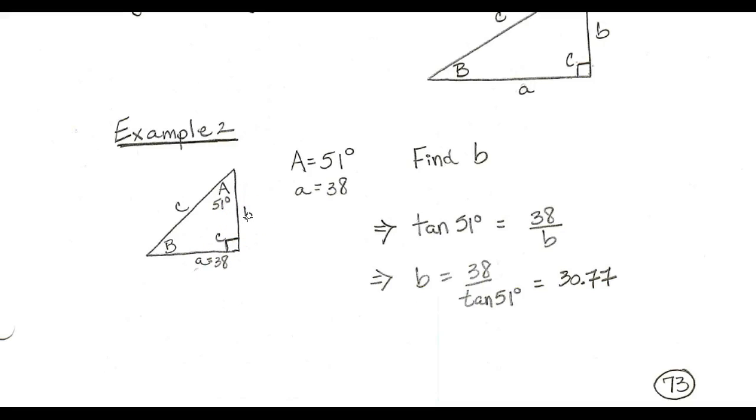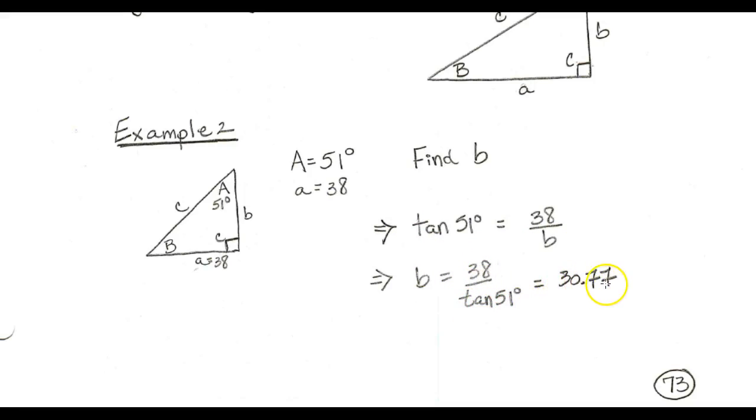So there are different ways we could do it. We could figure out what angle B is because all the angles of a triangle have to sum to 180. So 90 plus 51 plus this guy's got to be 180. Or I just use the information I have and say, well, what do I know? I know that opposite over adjacent of an angle would be the tangent of that angle. So I know that the tangent of 51 degrees is the opposite, which is 38, over adjacent, which is b. And I could simply solve this for b, right? Multiply both sides by b and divide both sides by tangent of 51 degrees. So b equals 38 divided by the tangent of 51 degrees.